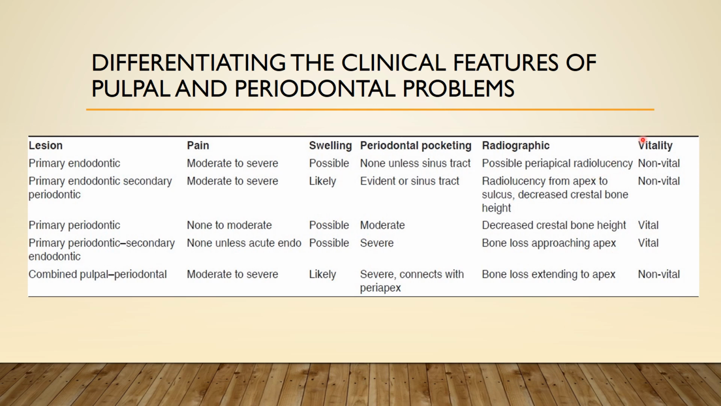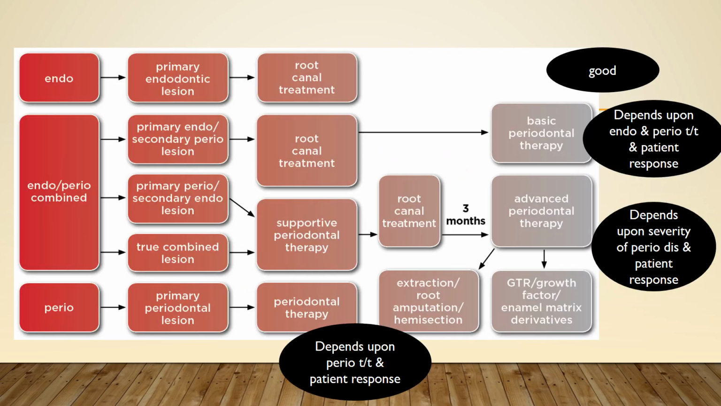Coming to vitality, all the endodontic involvement will lead to non-vitality of the pulp, a negative response. Whereas in primary periodontal with secondary endodontic, the pulp will be vital, and for the combined lesion it will be non-vital.